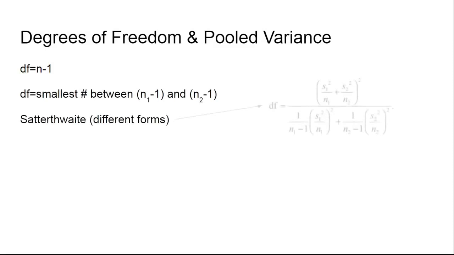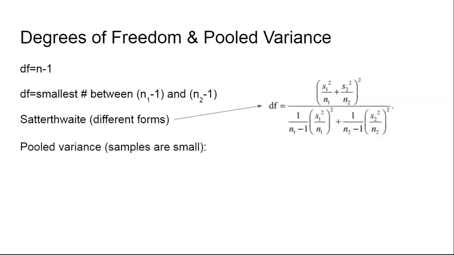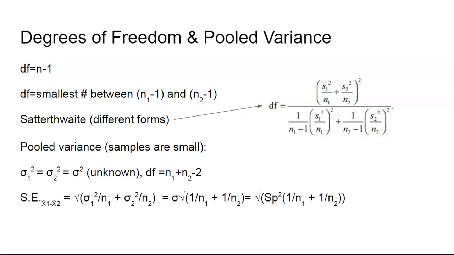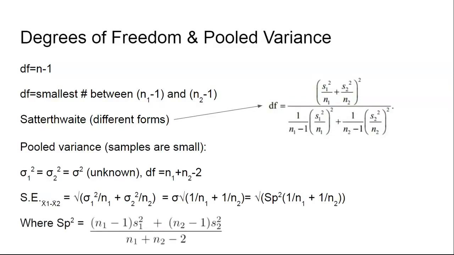For 2 samples, you could use df as the smallest number between n1 minus 1 and n2 minus 1, or use the Satterthwaite formula. For pooled variance, where samples are small, df is n1 plus n2 minus 2. We can also measure the standard error of the difference of the two sample means, using the following formulas. This is an estimate of the standard deviation of the difference between the means.